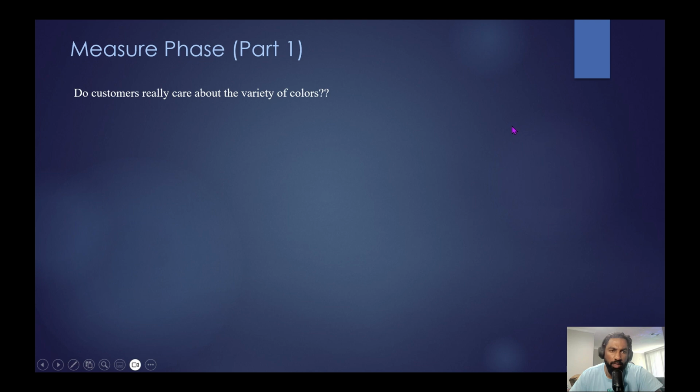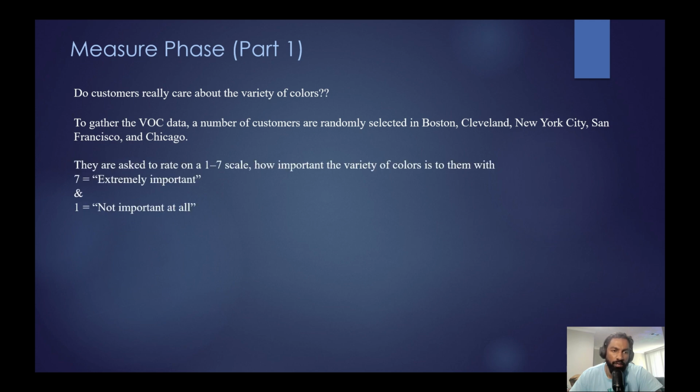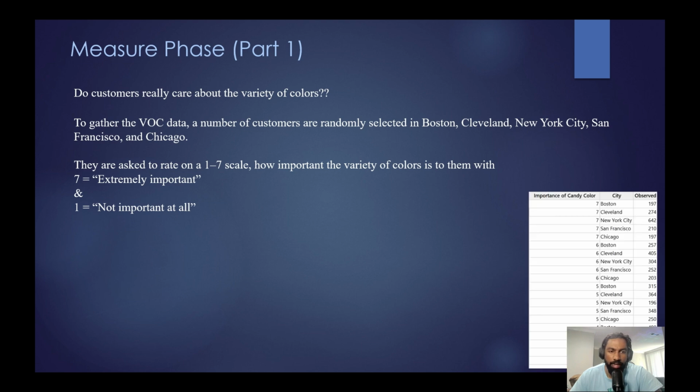So moving on to the next phase of the DMAIC process, the measure phase. Do the customers really care about the variety of colors in the candy packet? To answer that, a number of customers are randomly selected in 5 cities: Boston, Cleveland, New York, San Francisco, and Chicago, and they are asked to fill a survey and rate on a scale of 1 to 7 how important the variety of colors is to them, 7 being extremely important and 1 being not important at all. And that data is collected and organized.